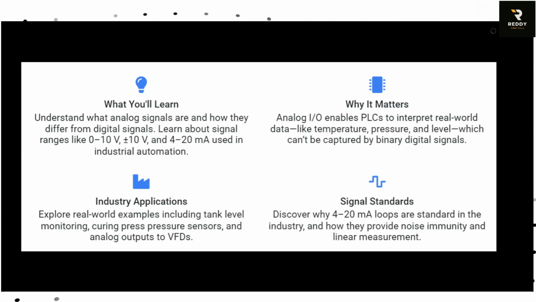The PLC or any computer system only understands ones and zeros, but in order to interpret continuous values or continuous signals, we need analog interface cards which will help the PLCs. Some of the industrial applications we'll explore are tank level monitoring, pressure sensors, and analog outputs to VFDs. Some of the signal standards we'll also talk about: discover the 4 to 20 milliamp loops, why they are standard, and how they provide noise immunity.